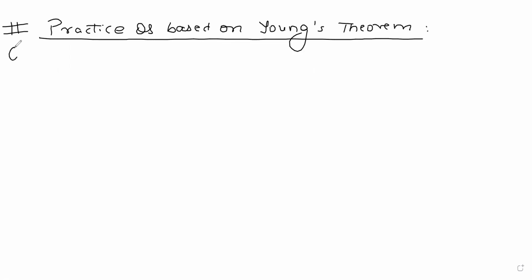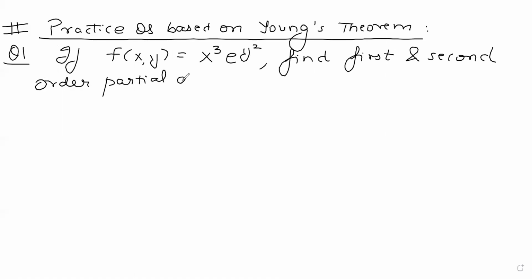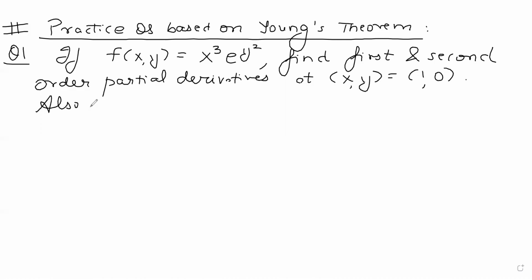So let's look at this practice question. If the function f(x, y) is x cube e to the power y square, find the first and second order partial derivatives at x comma y particularly equal to 1 comma 0. Also verify Young's theorem.